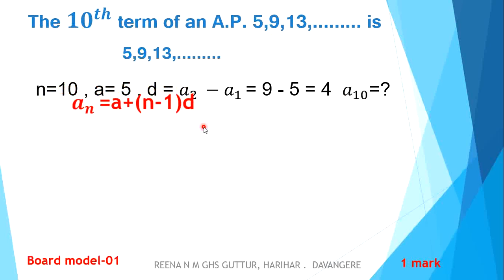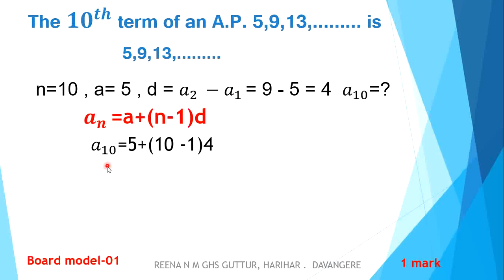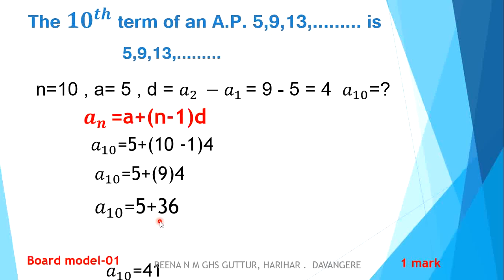For this you have to take this formula, the nth term of the AP, an is equal to a plus n minus 1 into d. Substitute the above values in this equation, we get a10 is equal to 5 plus 10 minus 1 into 4. On simplification, 10 minus 1 is 9. So 9 into 4 is 36 plus 5. So 5 plus 36 is 41.